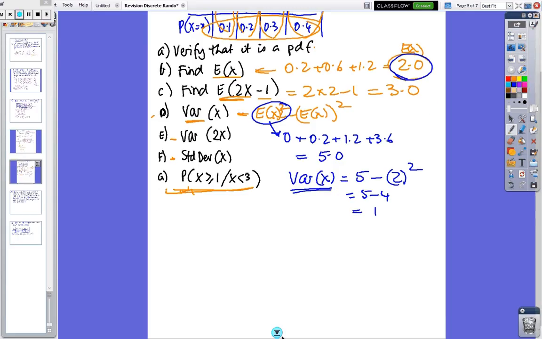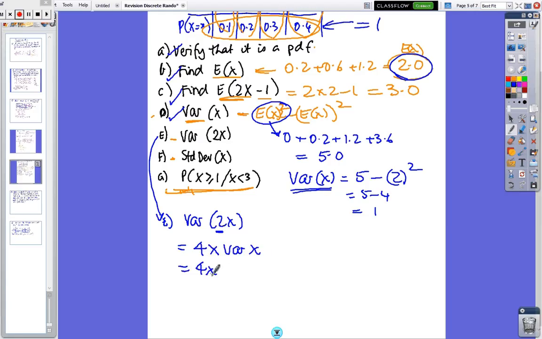Okay, so that's that one done. We've verified that's a PDF. Sorry, the numbers add to 1. So that was easy. Okay, Var(2X). Now the formula is we just take that number and we square it, so it's just 4 times Var(X), which is 4 times 1, which is just 4.